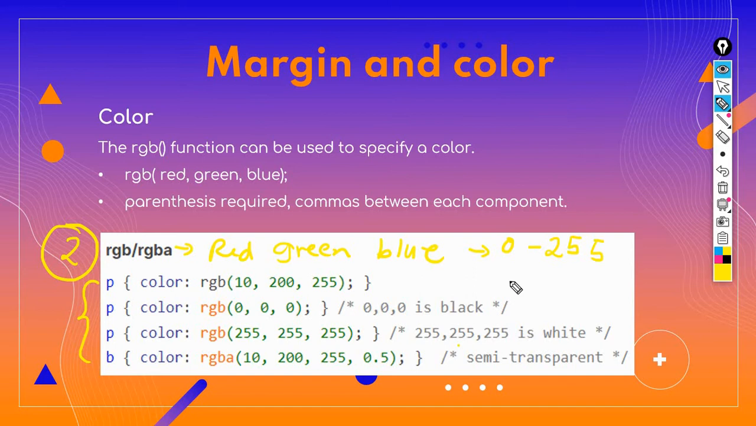So the RGB function can be used to specify any color. Parentheses are required and commas between each component, just like with this. So here, if you set all to zeros, then the color is black.